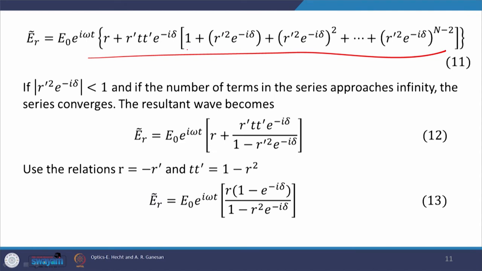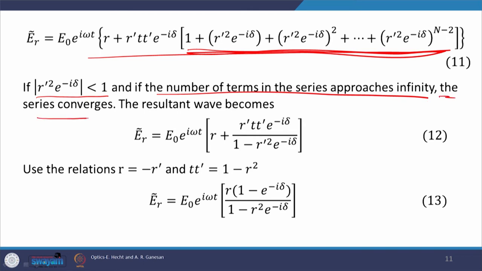Now, doing some mathematics leads to equation number 11. And we see again that in this parenthesis, these terms are in GP. If the modulus of r prime squared e to the power i delta is less than 1, and if there are infinitely many reflected rays, then the series given in this parenthesis converges, and the resultant is given by equation number 12. We just added up this geometrical progression.